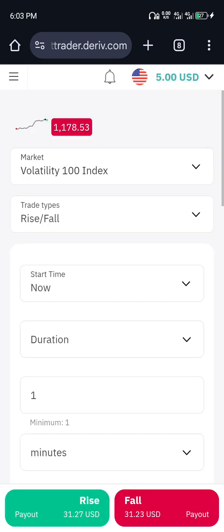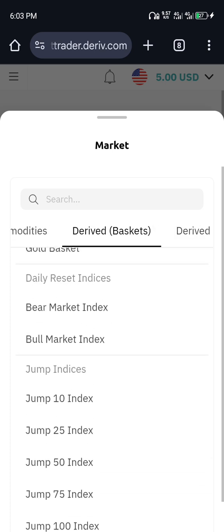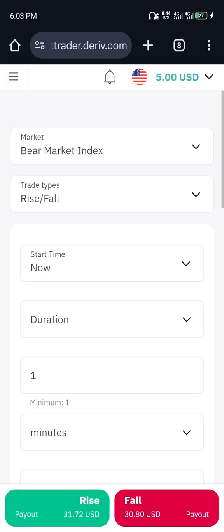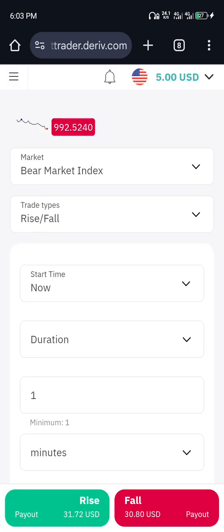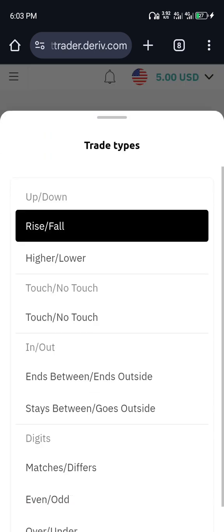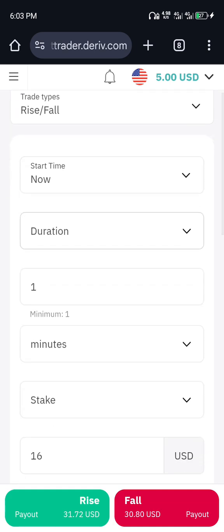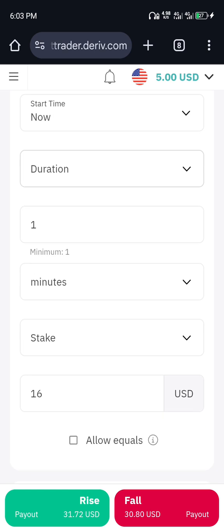Today we want to see how we can raise this account from 5 USD. So let's see. I like starting from the daily reset indices, and then I will check down to see the market that is favorable. The trade type I'm doing is rise and fall. You have other trade types here: higher, lower, touch and no touch, in between, but I trade rise and fall. The start time is now. Duration, I'm embarking on 1 minute trading. It's a short time frame trading.